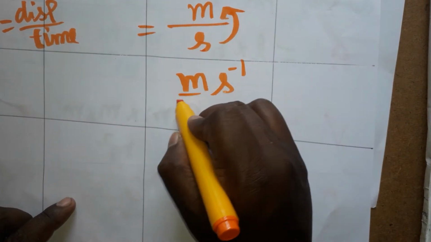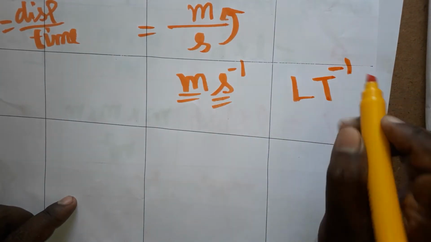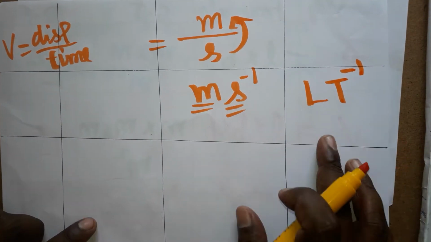What about the dimensional formula? Meter we write as L, time we write as T, so T minus 1. The dimensional formula for the velocity is LT minus 1.